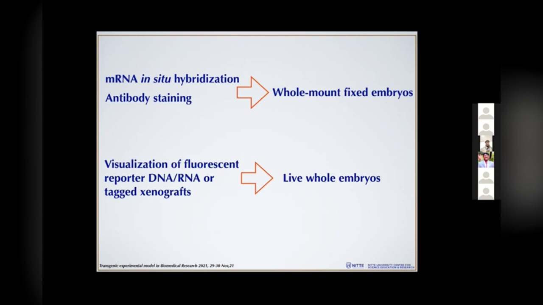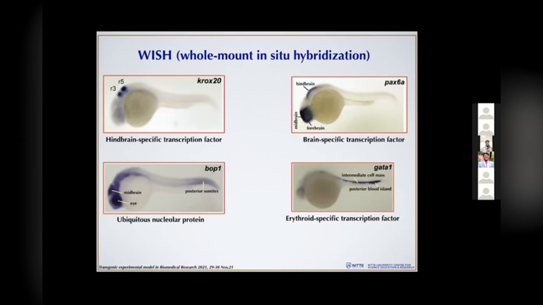So what all you can do, you can look at antibody staining, you can do an in situ hybridization, you can look at fluorescent reporters and so on. Okay, next slide. We'll just give you some examples. We'll run through this quickly.